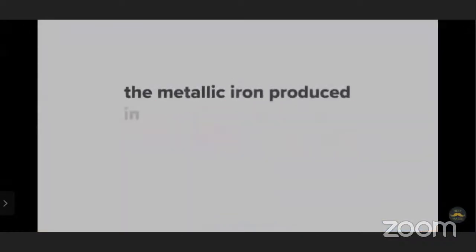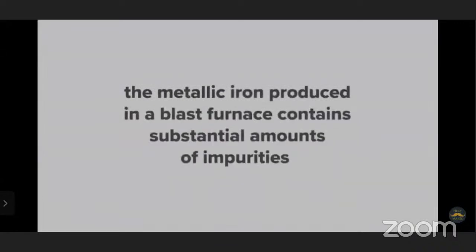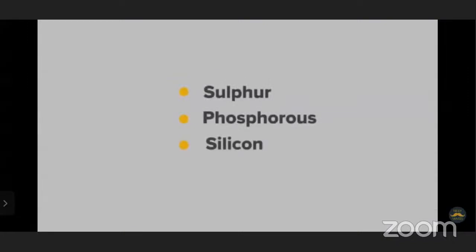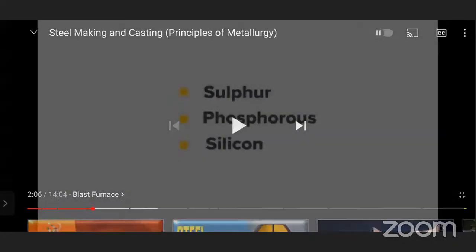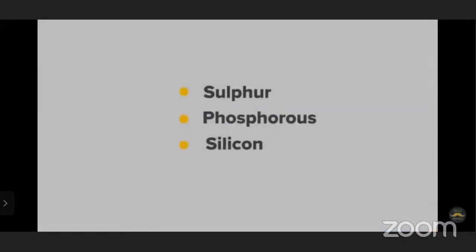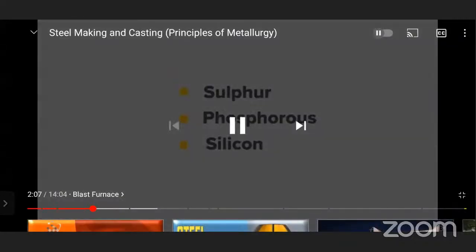The metallic iron produced in a blast furnace contains substantial amounts of impurities such as sulfur, phosphorus, and silicon. These impurities make the iron virtually useless without further processing. So if the iron contains sulfur, phosphorus, and silicon, then we can say that it has a very high slag rate.